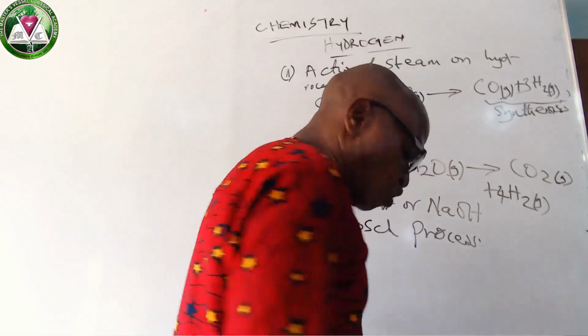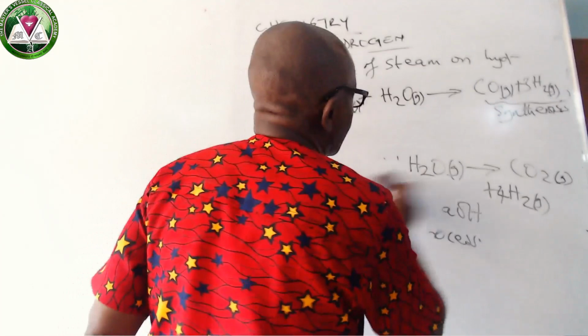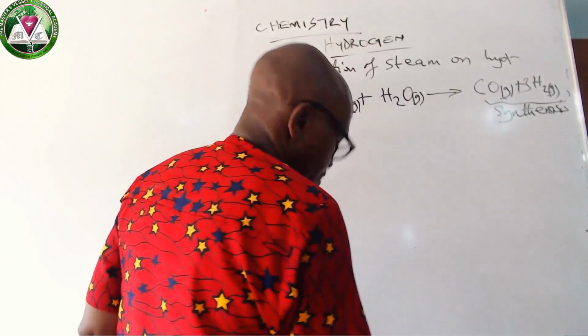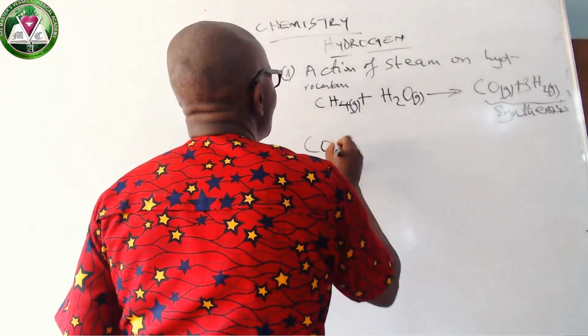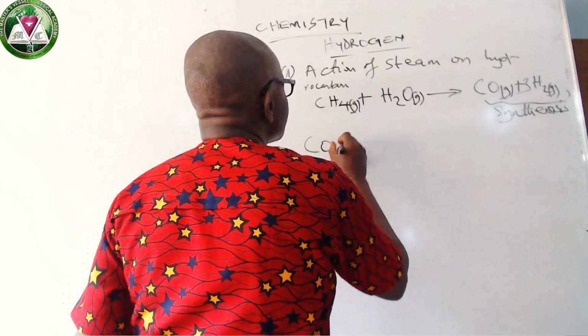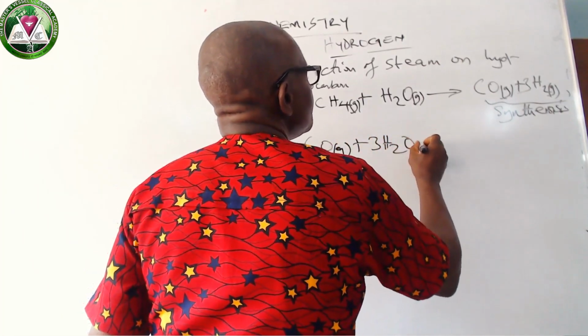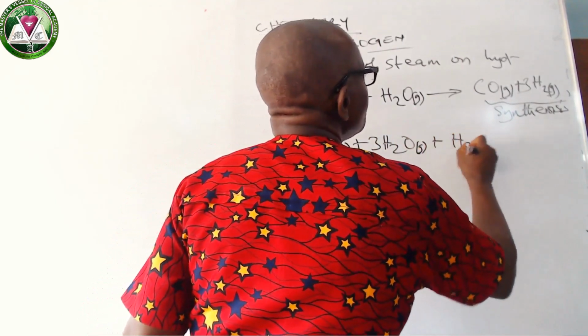Therefore, the next thing is for us to produce hydrogen gas from the synthesis gas. We will now pass excess steam into the synthesis gas. CO gas plus 3H2O gas, plus steam.